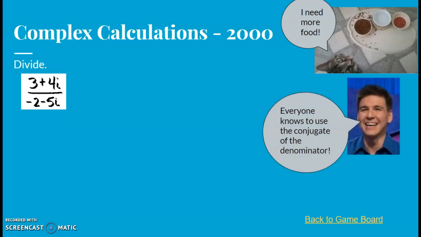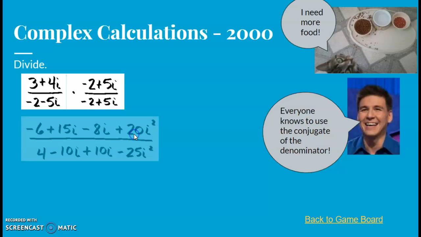Holzhauer gets it, and he states, everyone knows you're supposed to use the conjugate. So you got to recall what a conjugate is. That is where we switch the sign of the middle sign. So we're going to take -2 plus 5i over -2 plus 5i. We FOIL across the top, FOIL across the bottom.